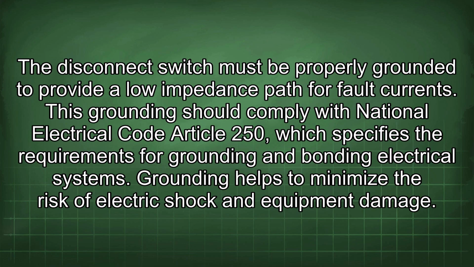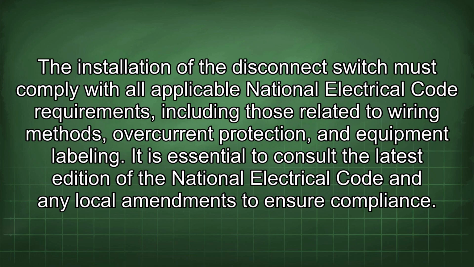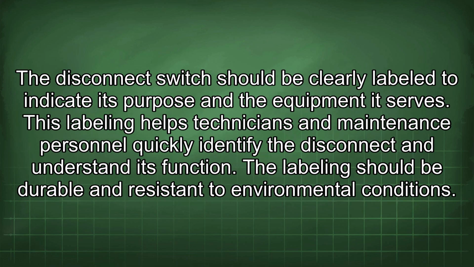This grounding should comply with National Electrical Code Article 250, which specifies the requirements for grounding and bonding electrical systems. Grounding helps to minimize the risk of electric shock and equipment damage. The installation of the disconnect switch must comply with all applicable National Electrical Code requirements, including those related to wiring methods, overcurrent protection, and equipment labeling. It is essential to consult the latest edition of the National Electrical Code and any local amendments to ensure compliance. The disconnect switch should be clearly labeled to indicate its purpose and the equipment it serves.